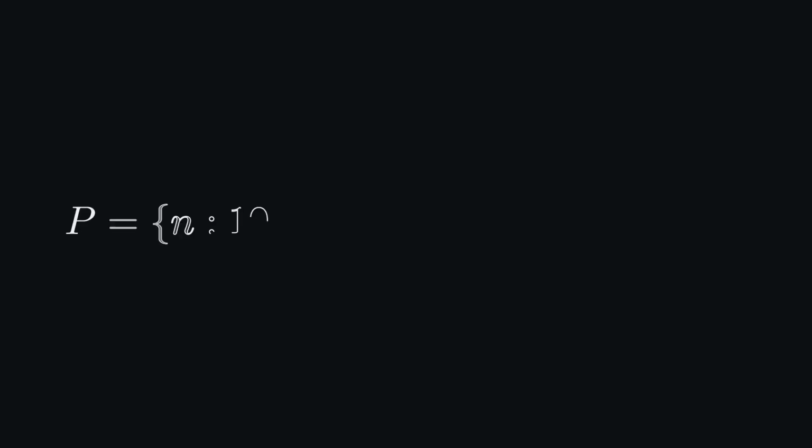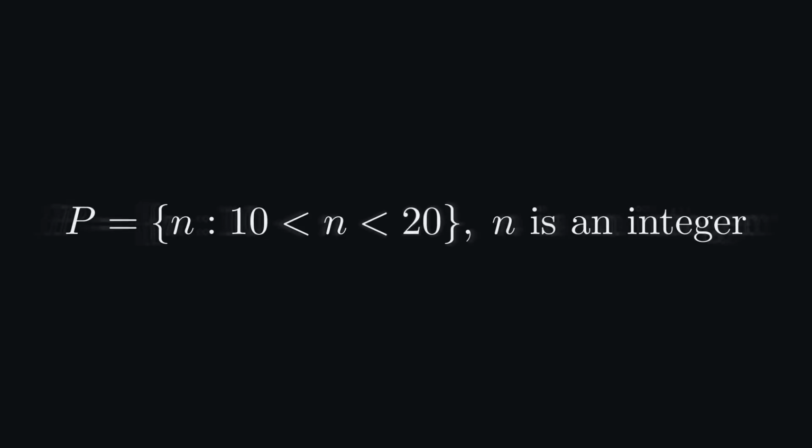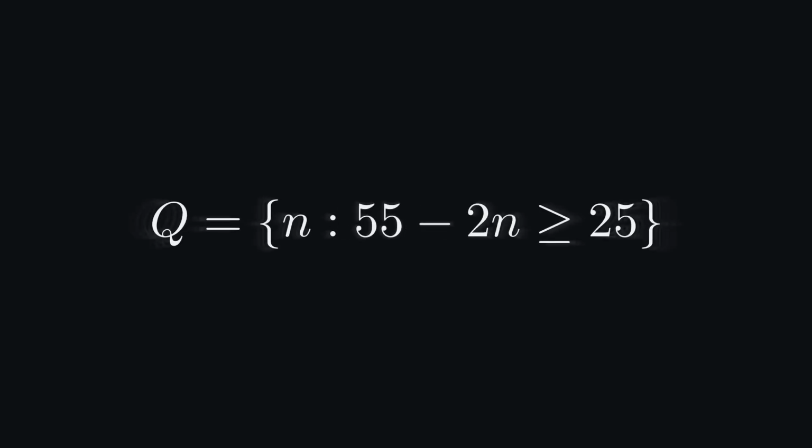Let's explore a past question from the SSSCE in 2005. We have the set P defined as all integers in between 10 and 20. The set Q is a subset of P. Q is defined by the inequality where 55 minus 2n is greater than or equal to 25. Our task is to find the set Q.